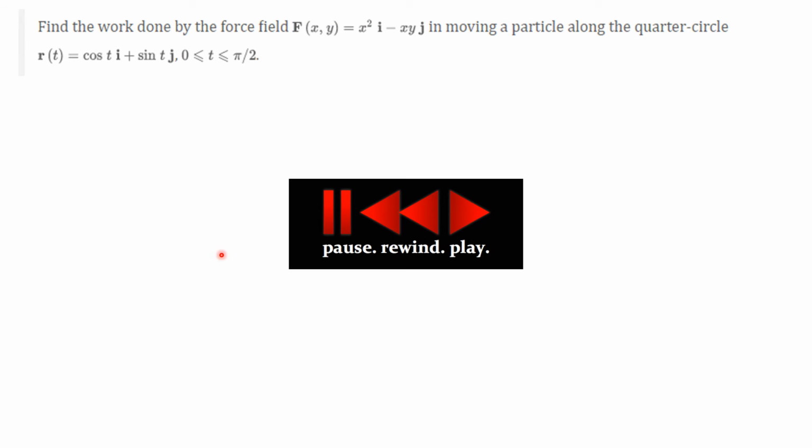So let's apply that learning to this problem. Find the work done by the force field F(x,y), this is in two dimensions, is x squared i minus xy j in moving a particle along the quarter circle r(t) equals cosine t i plus sine t j as t goes from 0 to pi over 2. You know what to do. Let's see how you did.